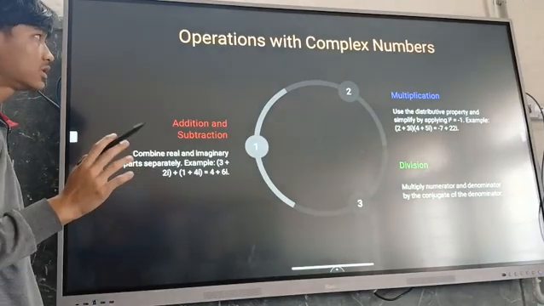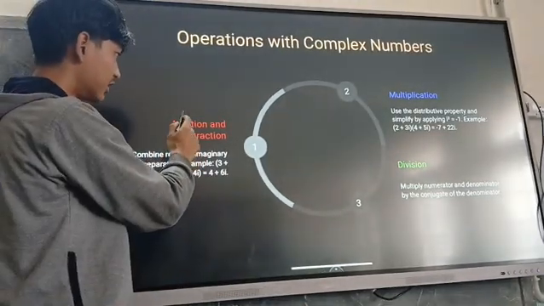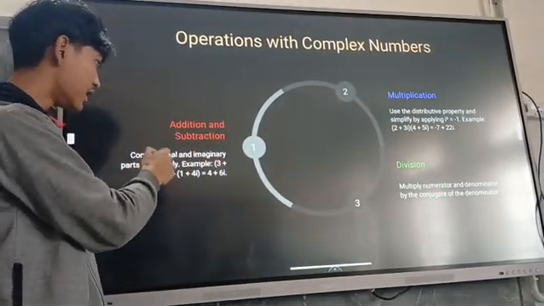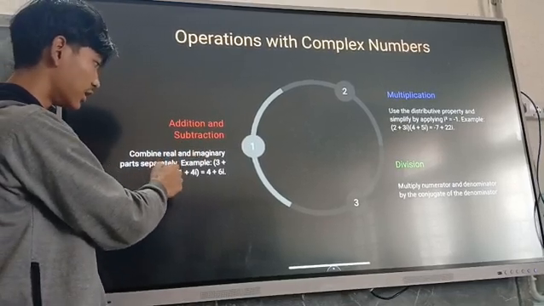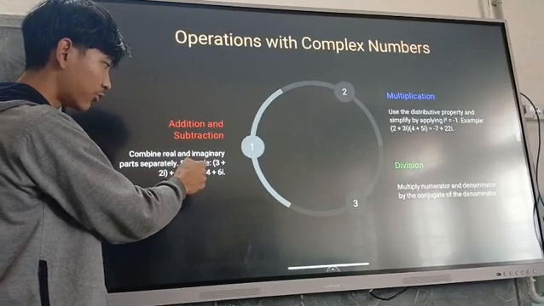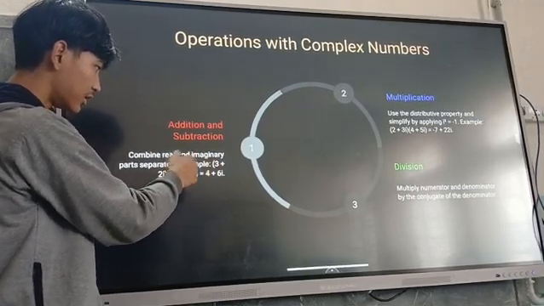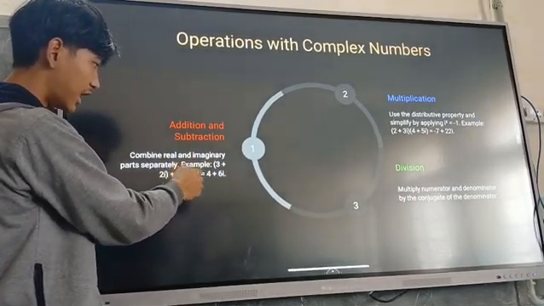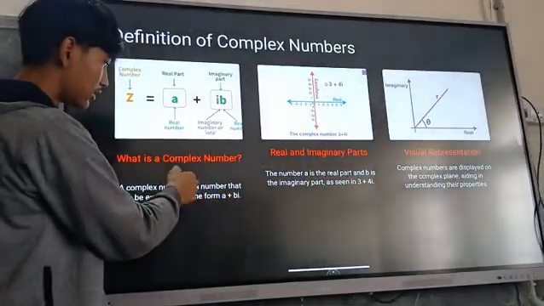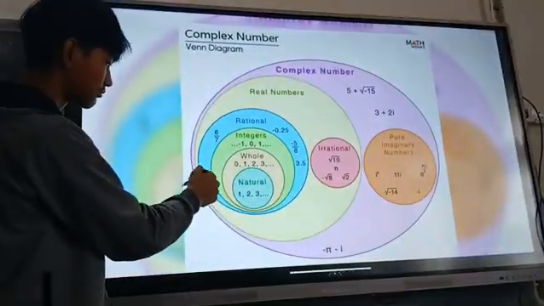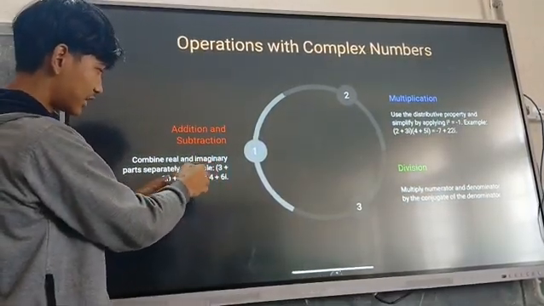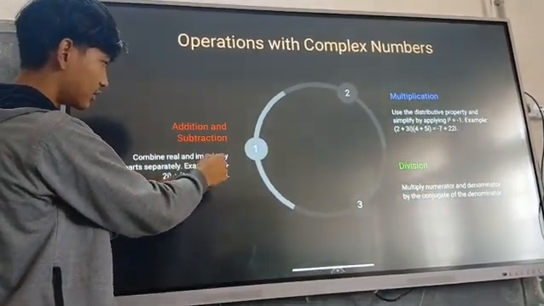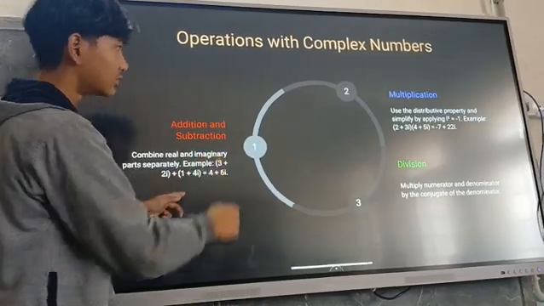Operations with complex numbers: addition and subtraction combine real and imaginary parts separately. Example: 3 plus 2i plus 1 plus 4i equals 4 plus 6i, where the imaginary parts are added together and the real parts are added separately.